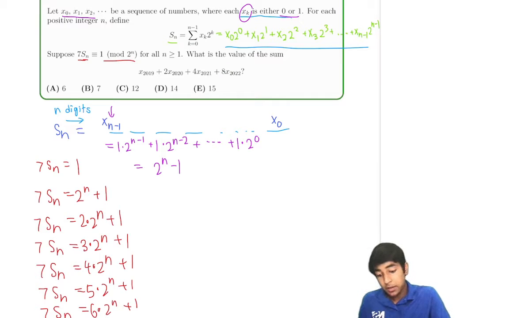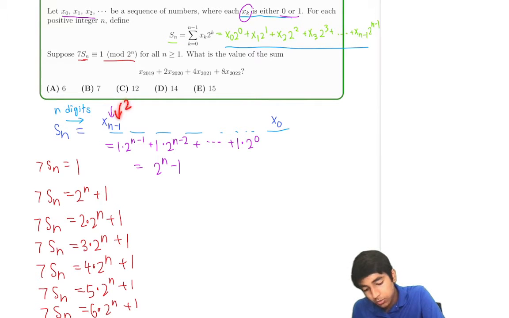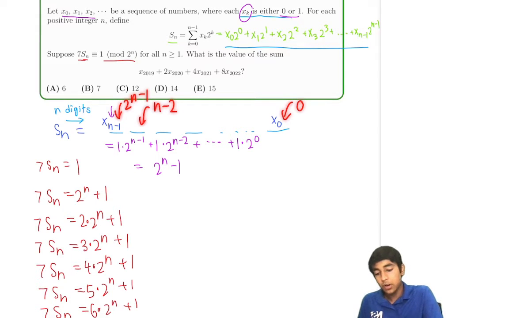And basically, this number is always less than 2 to the n. Another way to see this is that if S of n was 2 to the n or bigger, it would have n plus 1 digits in binary, and it would need a digit for the 2 to the n coefficient. You know how we have digits for 2 to the n minus 1, n minus 2, so on, down to 0, but we don't have one for n.